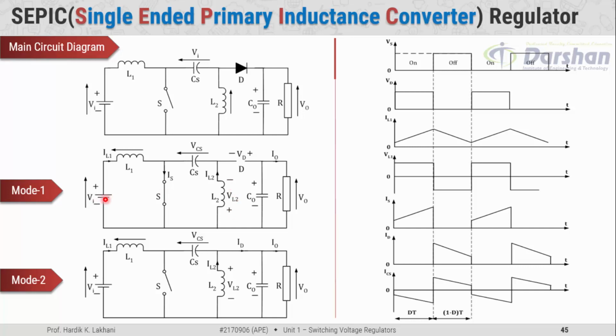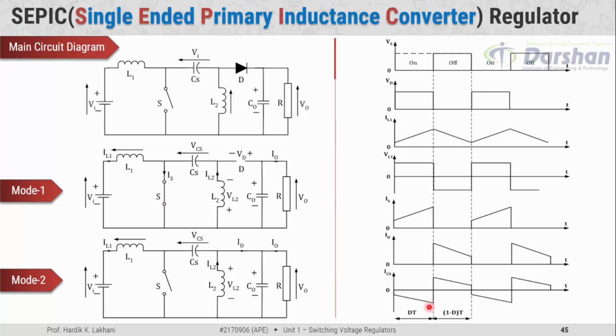During the first interval, the diode remains off because this negative polarity appears at the anode of the diode, so the diode is in the reverse bias condition. During the mode 1 operation, the energy to the load is provided by the filter capacitor CO. So during the first interval, the switch has to carry two currents. The first is the IL1 current and the second is the ICS current.